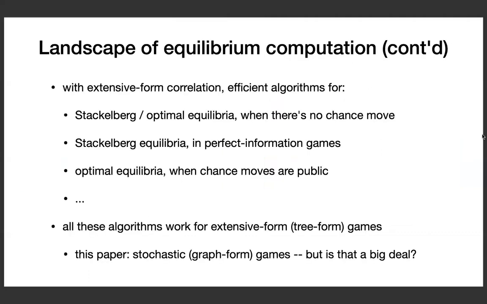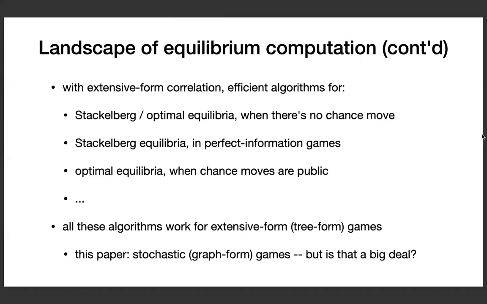So that's the concept of extensive form correlated equilibrium. With that concept in mind, we have more possibility results. With extensive form correlation, we have efficient algorithms for Stackelberg or optimal equilibria when there's no chance move, which means nature doesn't flip coins. We have algorithms for Stackelberg equilibria in perfect information games.